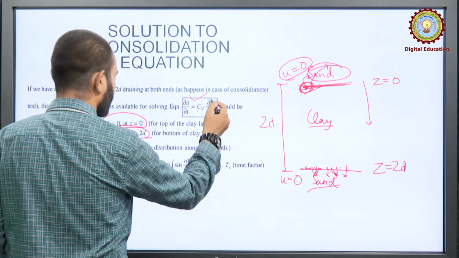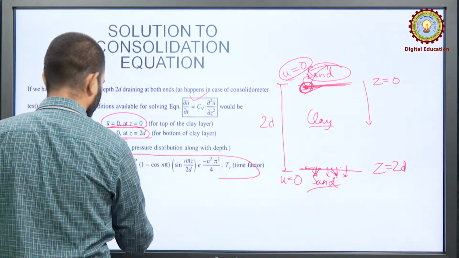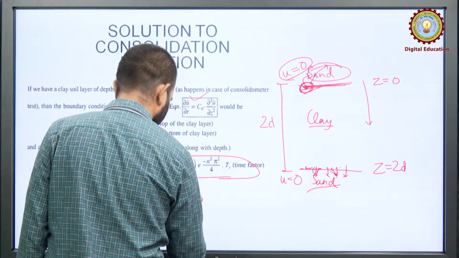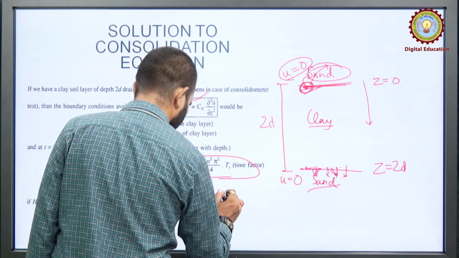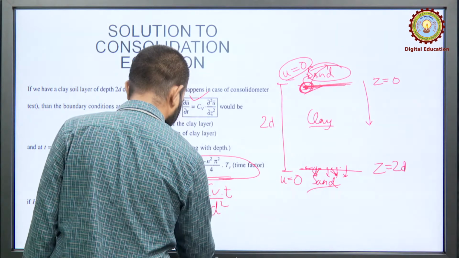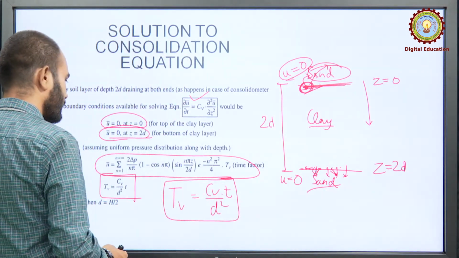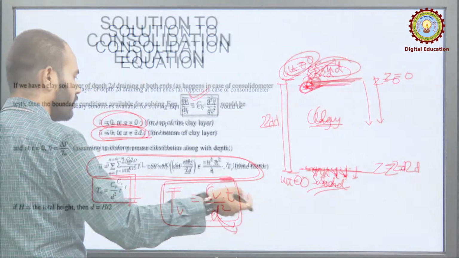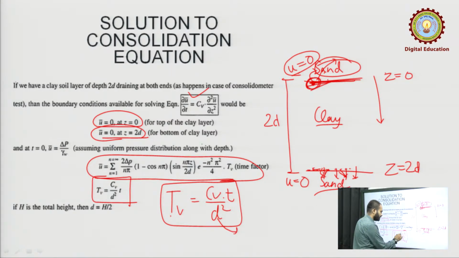After that, this is solved through a rigorous process. You need not memorize all this. Mainly the outcome is what you have to remember. This formula, as I already told you, is Tv equals Cv into T upon d square. This is the final formula. Tv is the time factor, d is the longest path which the water molecule has to move, Cv is the coefficient of consolidation, and T is the time required for any u degree or u percentage of consolidation, like we will be doing in forthcoming questions as well.